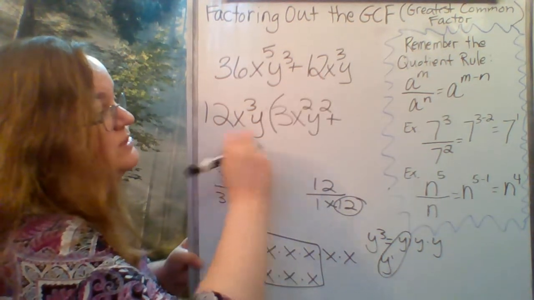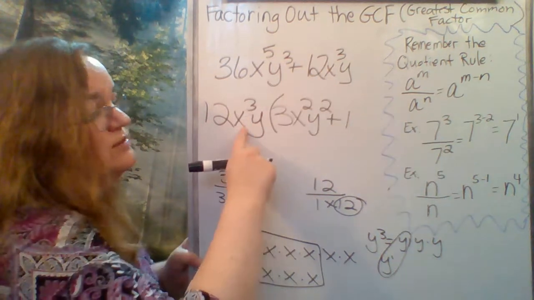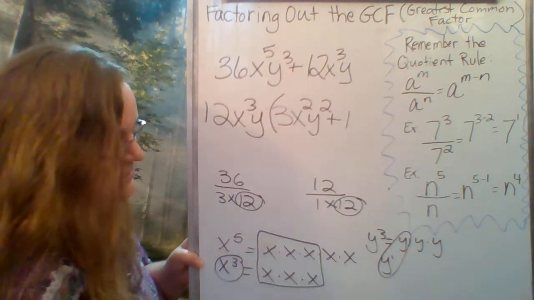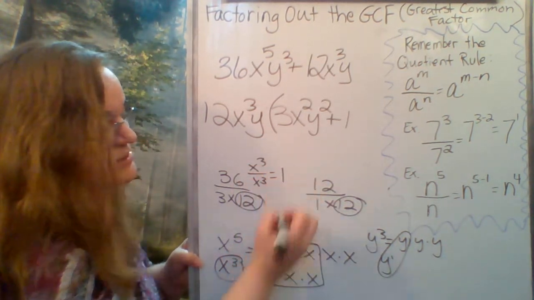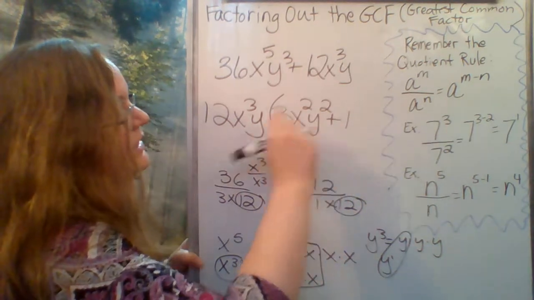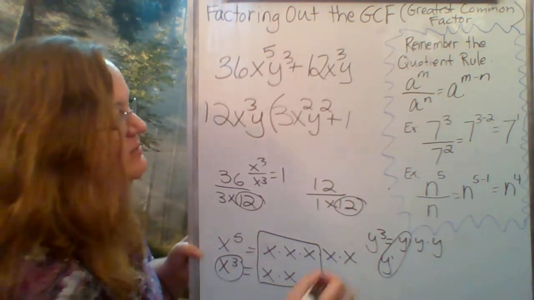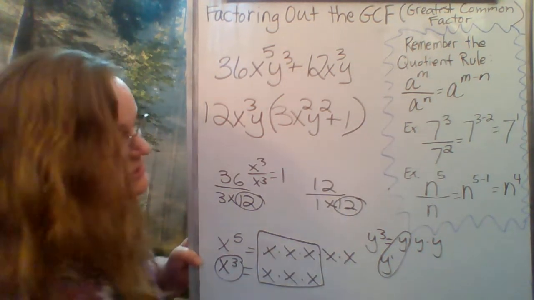12 divided by 12 is 1, so I don't have to do anything there. X to the third divided by X to the third is 1, because, again, any number divided by itself is 1. Okay, Y divided by Y, also 1, because it's the same number divided by itself. And so that's actually what it looks like factored.